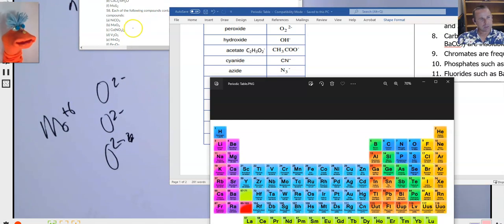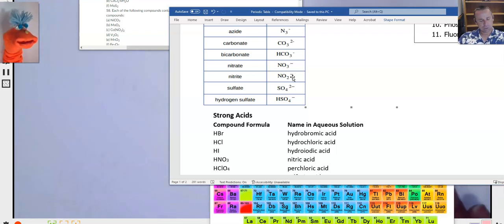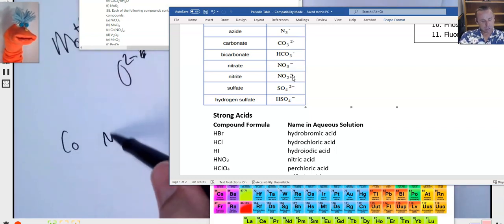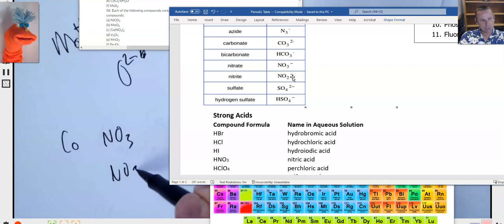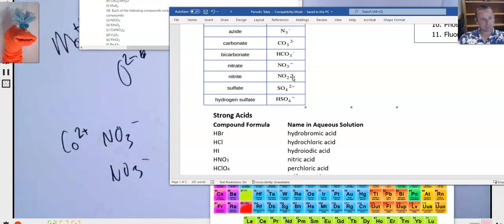All right. What's this next one here? What's NO3? I forgot. Let's look it up here. Oh, nitrate. Cobalt. Each nitrate's a -1. So, is that cobalt 2 nitrate? That's right. Cobalt 2 nitrate. There's a cobalt, and there's 2 of these nitrates according to the chemical formula. Each one has a -1, so it's going to have to be a cobalt 2 nitrate.